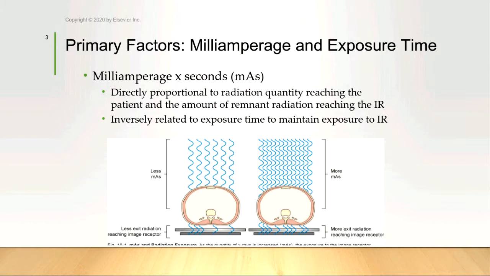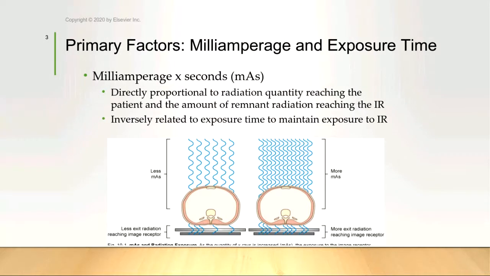Remember that our mass is directly proportional to the quantity of radiation that reaches the patient and affects how much remnant or exit radiation there will be reaching the IR. Mass, or milliamperage in seconds, is inversely related to exposure time in order to maintain exposure to the IR. Meaning, if your milliamperage goes up, then your time factor would have to go down in order to maintain your exposure. And the opposite would hold true as well. If your milliamperage went down, your time factor would have to go up in order to maintain your mass value.